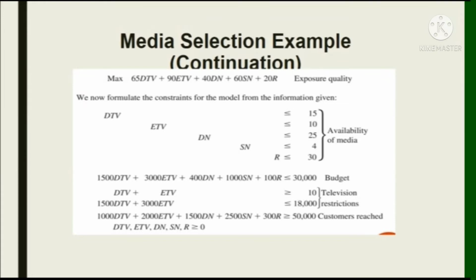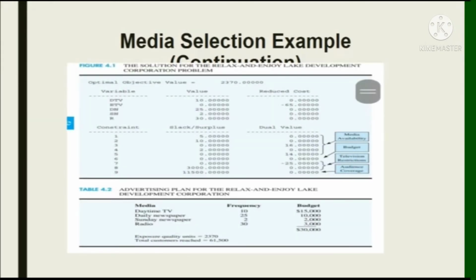Under sa customer reach, 1,000 DTV plus 2,000 ETV plus 1,500 DN plus 2,500 SN plus 300 R is greater than or equal to 50,000 mo na siya. So the Relax and Enjoy should consider reducing the requirement of having at least 10 television commercials.